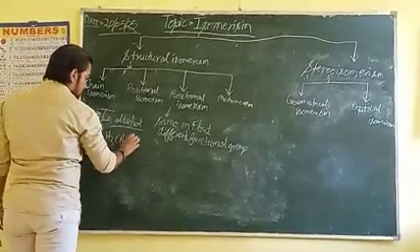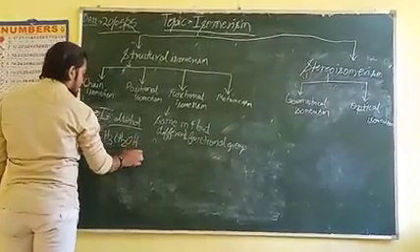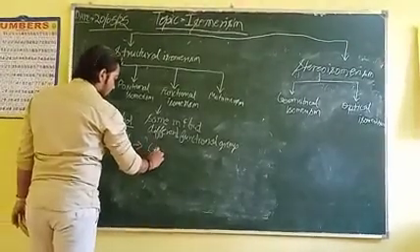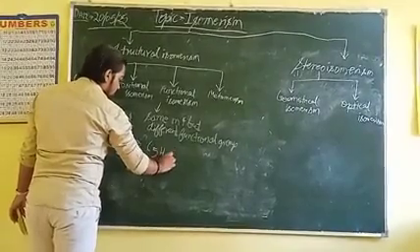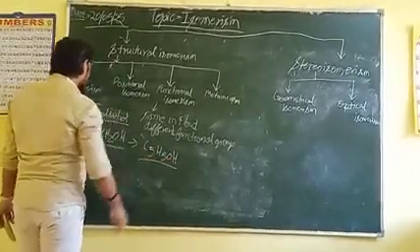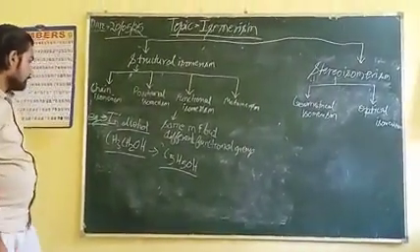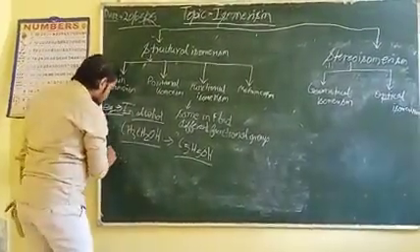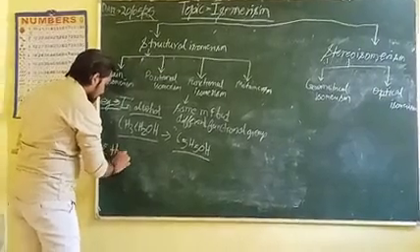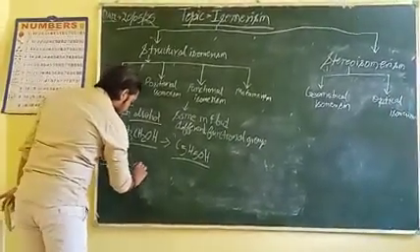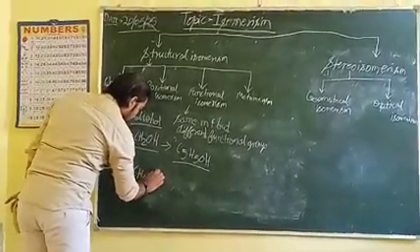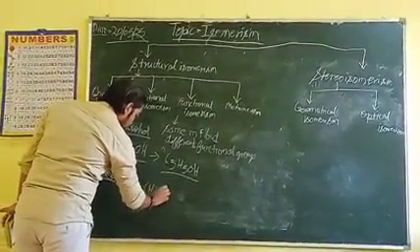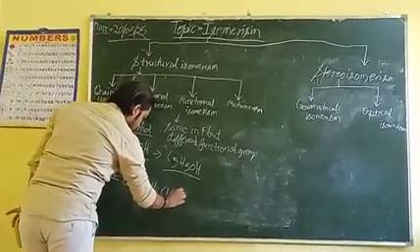CS2 OH, then the formula is C2H5OH. Now we have to take an example of ether. In ether we have to take CH3O CH3.